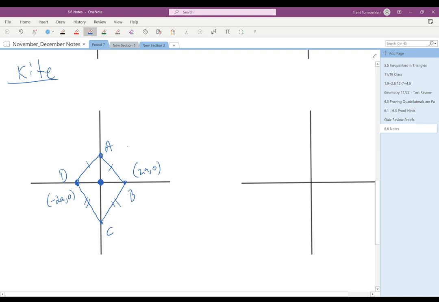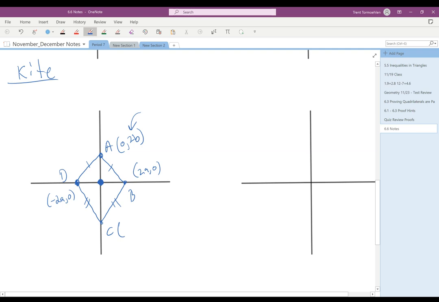Now, up here, if we let this point be 0 comma 2b, it's some distance above that point where the diagonals intersect. And then C is some distance below it, and we don't know how far below it is. We just know that it's a different distance than the 2b.